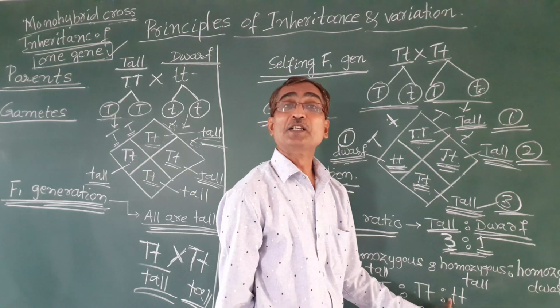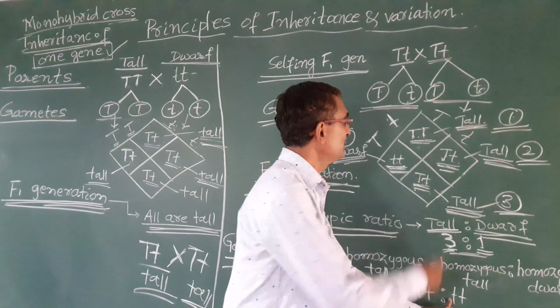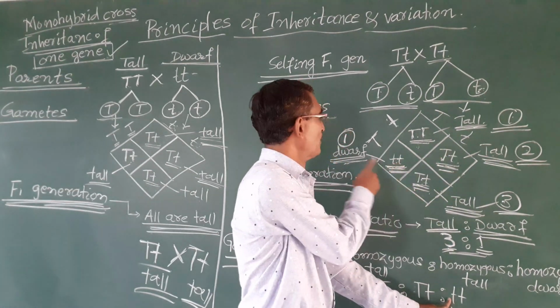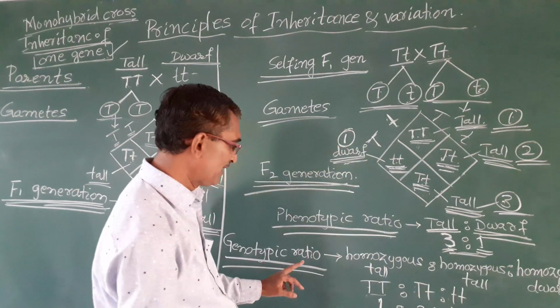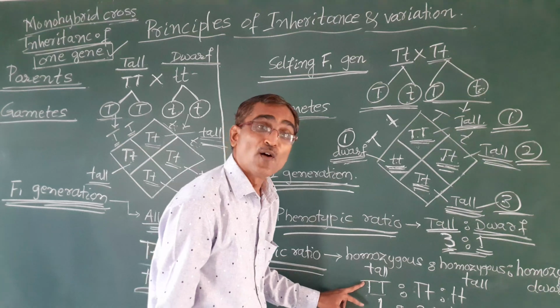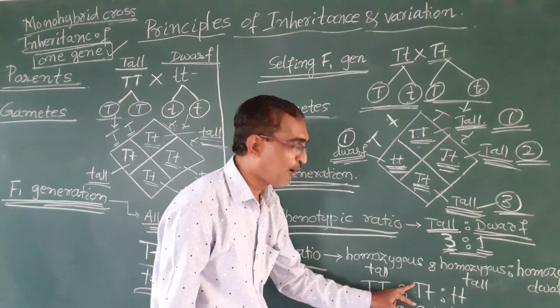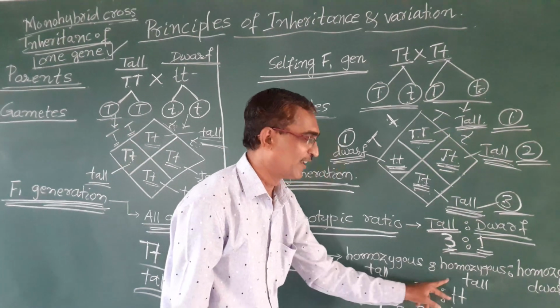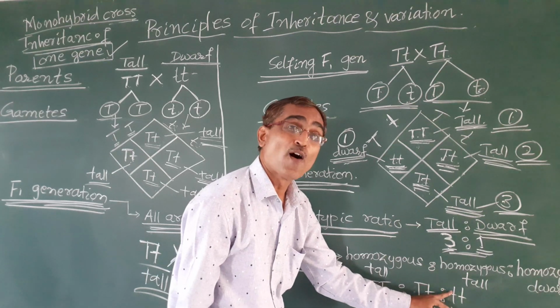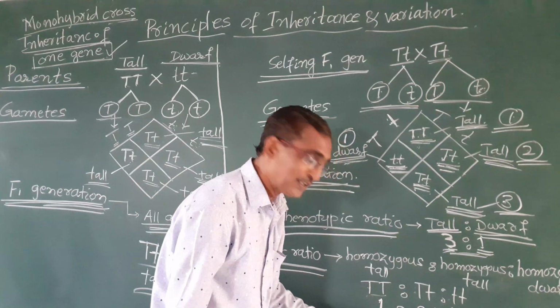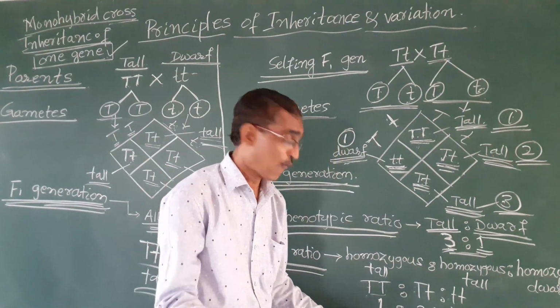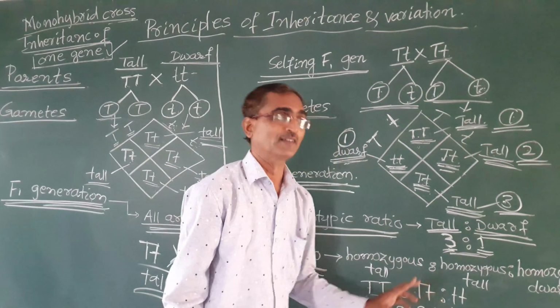Next is small t and small t. How many small t and small t here? Only 1. So the genotypic ratio is tall homozygous 1, tall heterozygous 2, and dwarf homozygous 1. So the total genotypic ratio is 1 is to 2 is to 1.